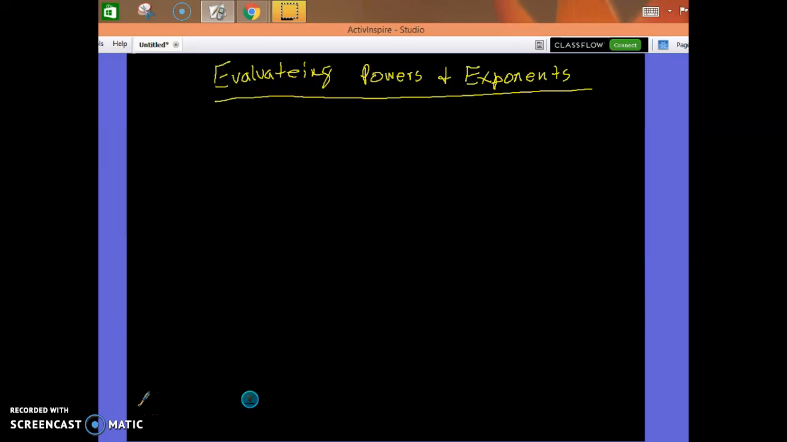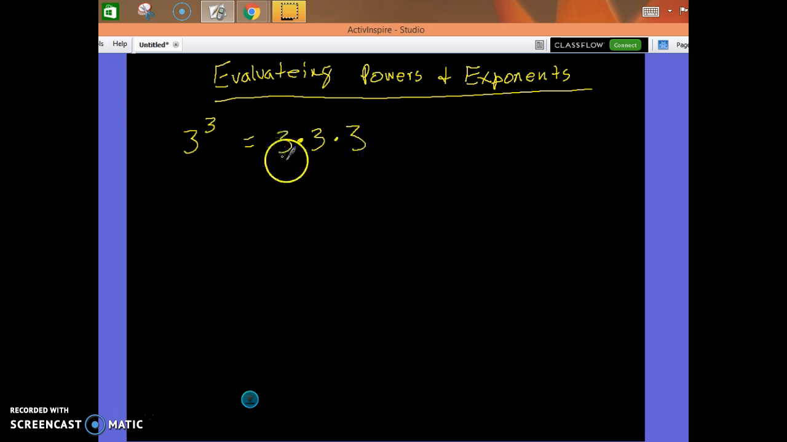Alright guys, in this video we're going to be evaluating powers in exponents. And evaluating means finding the value of. Let's start with an example like 3 to the third power. Remember, this doesn't mean 3 times 3. It means you're going to multiply 3 times itself 3 times. So 3 to the third power is 3 times 3 times 3.